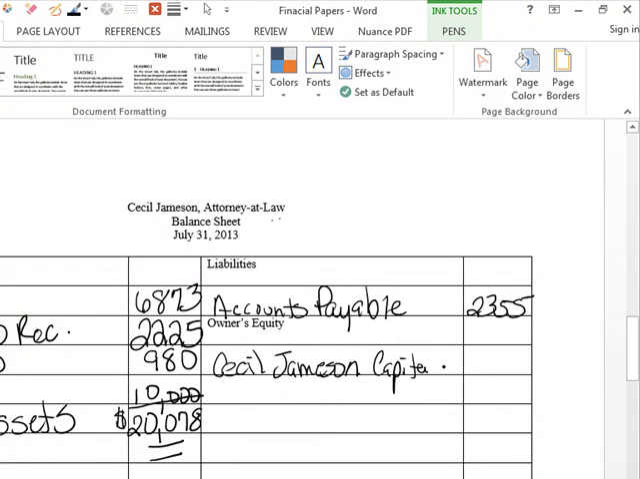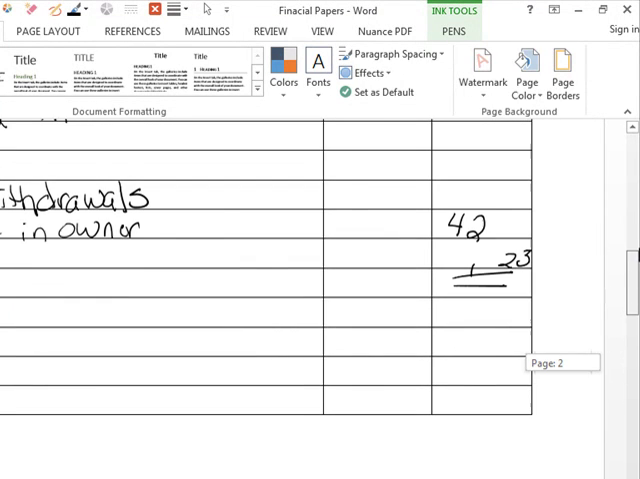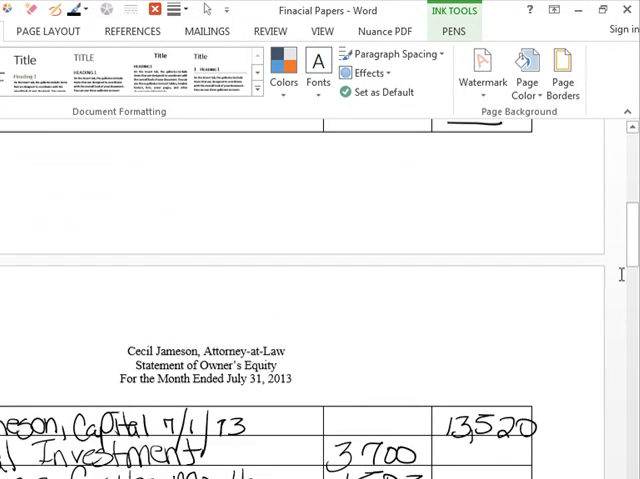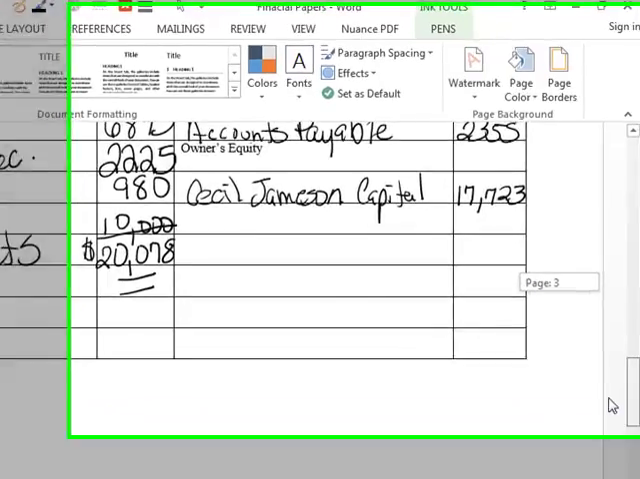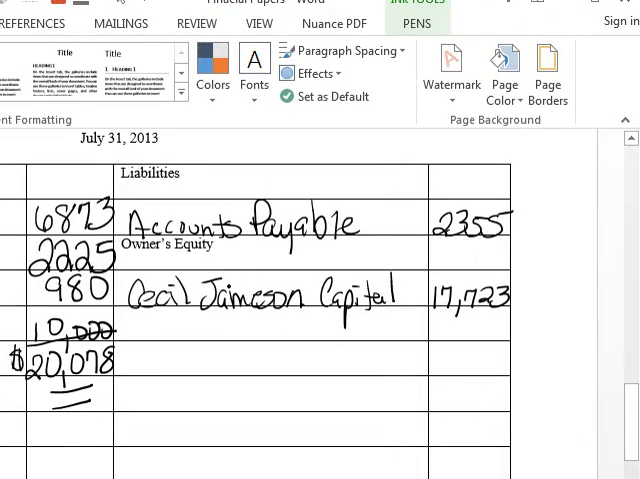capital, $17,723. Where did I get this from? I got it from the statement of owner's equity, right here. Okay. All right. Then we need to total liabilities and equity.